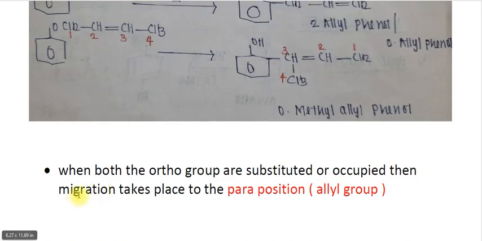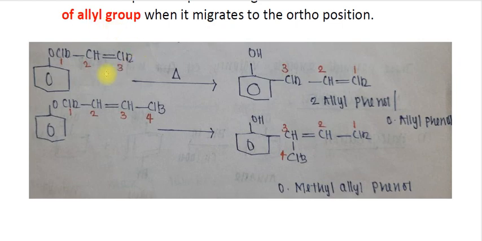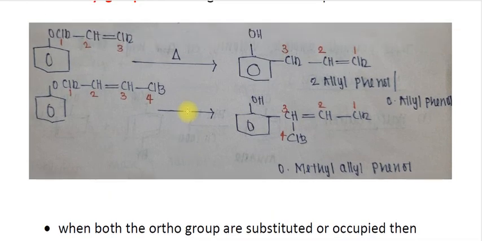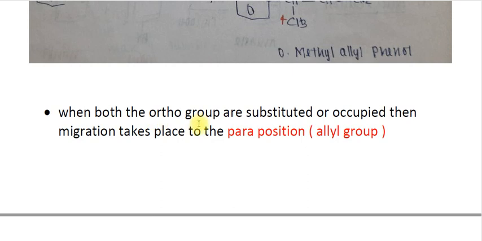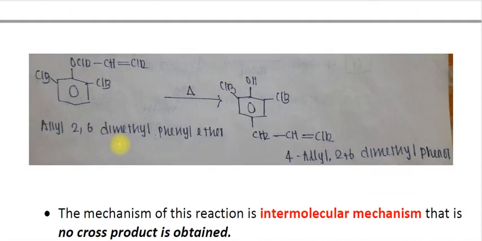When both the ortho positions are substituted or occupied, if this is our basic compound, what will happen? The allyl group gets shifted. When both the ortho positions are occupied, migration takes place to the para position, that is, the allyl group.